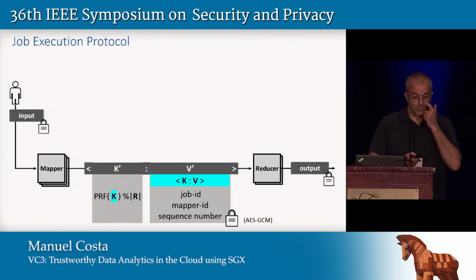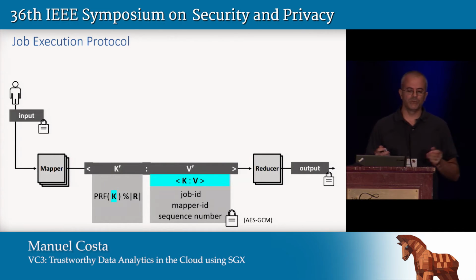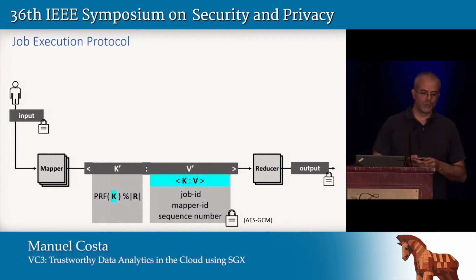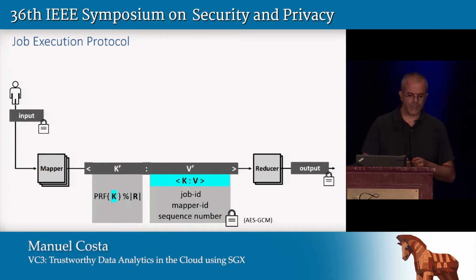So we're going to put the original key value pair, encode it inside a new key value pair, and encrypt that with AES GCM. For the key, we're going to replace it with a pseudo-random function over the original key. In the value, we have some extra information like a job identifier, an identifier for the mapper, and a sequence number to allow reducers to detect duplicates. So this still allows the system to do the aggregation on the intermediate keys.